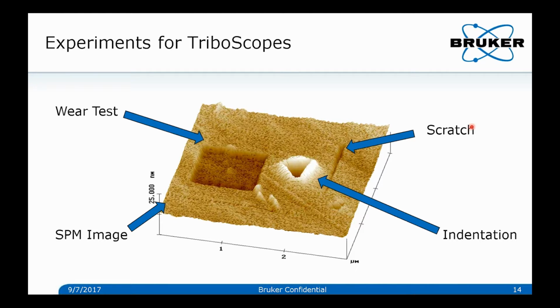We can also do a scratch test, which I'll show examples of, but this is where we're drawing the tip across the sample, applying some normal force, and controlling the lateral position. And overall, you can do an SPM image. So once you've done your test, you can do a larger scan and just measure topography and see how you've deformed the material and the location of your test.